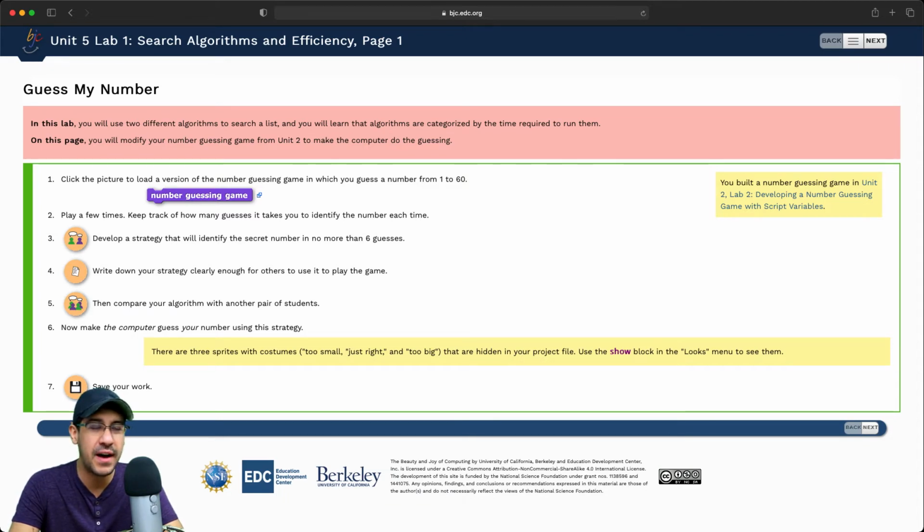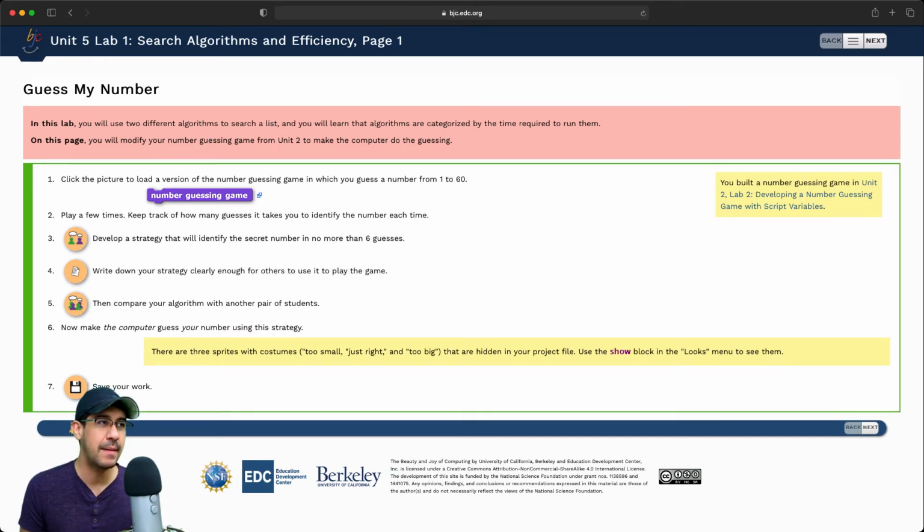We're going to start with Unit 5, Lab 1, Page 1. If you've only been doing Scratch videos and you have no idea what BJC is, I still think it'll be interesting to watch this video and maybe try to understand what's going on in Snap, because it's very similar to Scratch, and maybe you'll get something out of it. And because this is going to be touching on search algorithms and efficiency, I'm going to be making the next few videos about this topic of algorithms and how efficient algorithms can be and how we describe that efficiency. So let's get started with this lab.